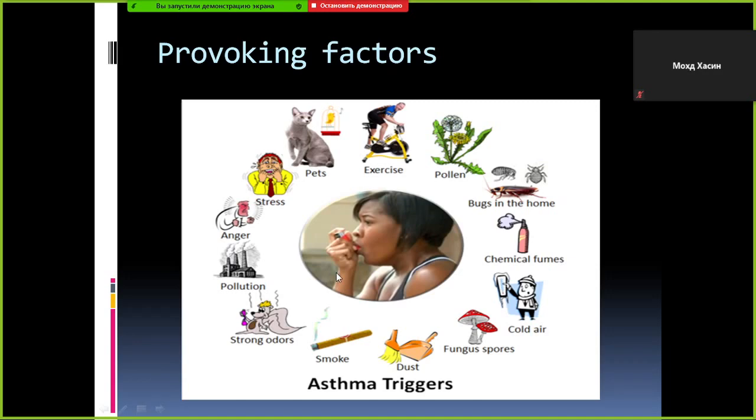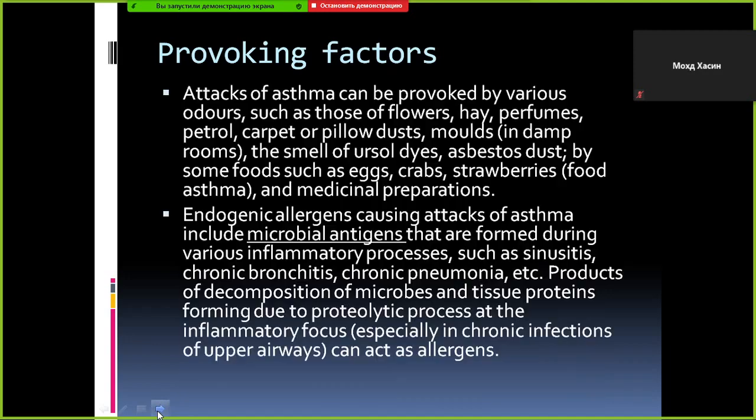You must differentiate asthma triggers and allergens. For example, cold air is not an allergen, but it may provoke a bronchial asthma attack. Or smoking. Cigarettes are not allergens, but they may provoke a bronchial asthma attack. And allergens are pets, pollen, bugs, fungus, and dust. These are the allergens. So contact with these asthma triggers may provoke a bronchial asthma attack.